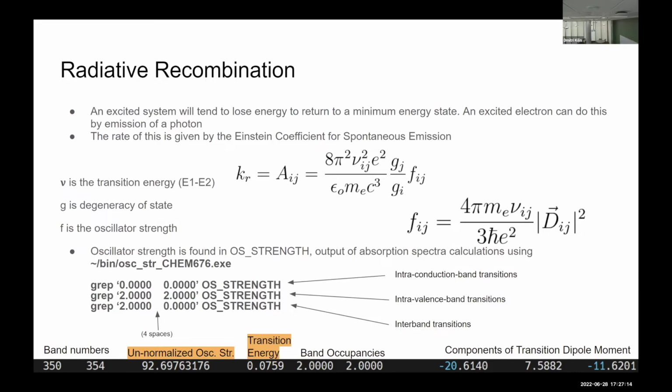So we have oscillations between two excited states, or intra-conduction band transitions. Same thing for the valence band transitions. And then we also have interband transitions, so basically going from an excited state to a relaxed state, I guess. And down below, we can see what one line of the oscillator strength file is going to look like. The two values that we're really concerned with are the oscillator strength and the transition energy, which both show up in our calculation of the radiative emission rate.